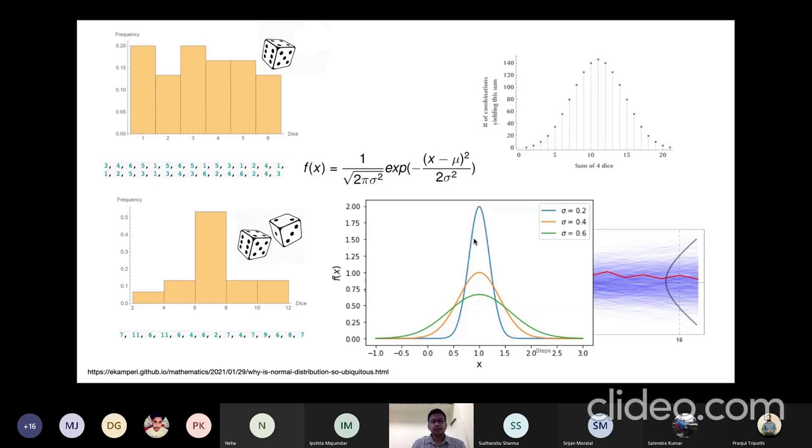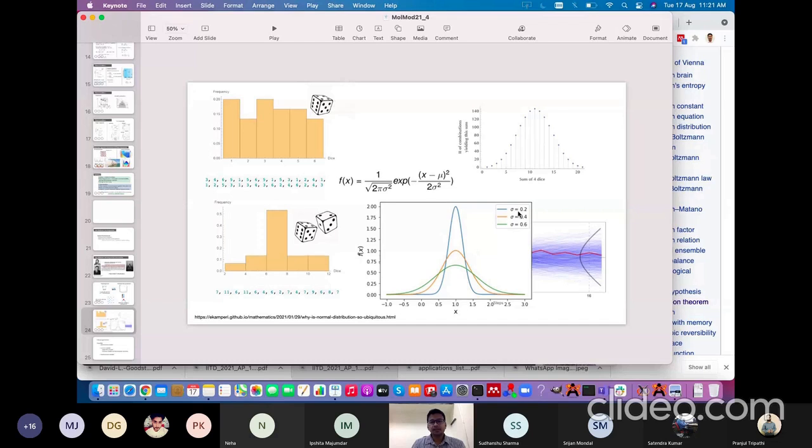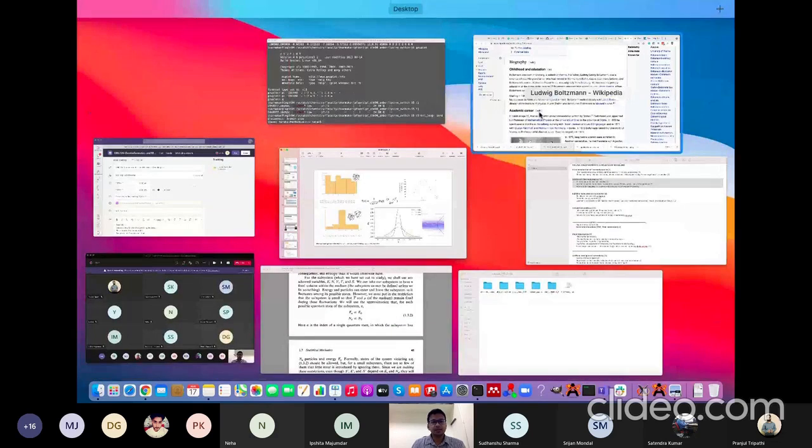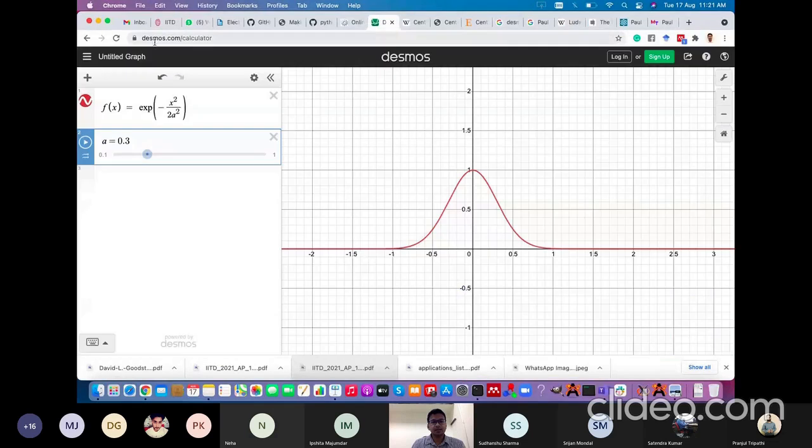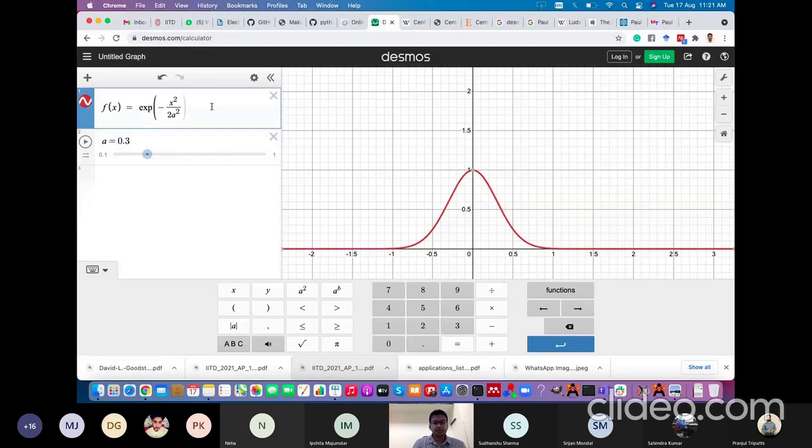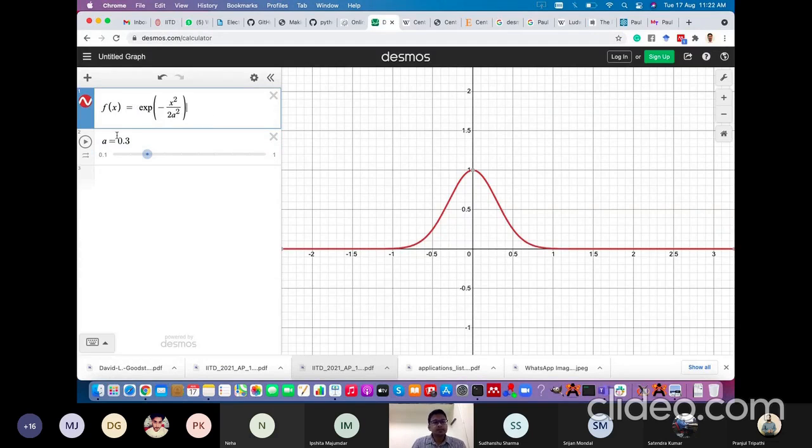Now I want you to try it by yourself. There is one software or website called desmos.com, where you can write the equation. You can edit this part, and I have already written it down. I didn't write the normalization of the pre-exponential term. I just put exponential minus x squared by 2a squared to simplify this. So we have one parameter here. x is a variable again, and a is a parameter.